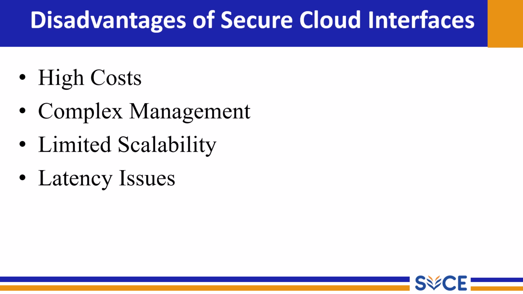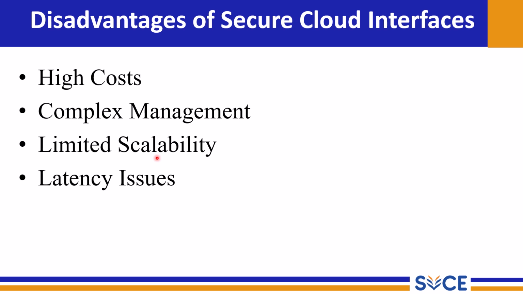So next, we're going to discuss the disadvantages of secure on-premise internet access. So first one, high cost, complex management, limited scalability, and latency issues. So what about high cost?